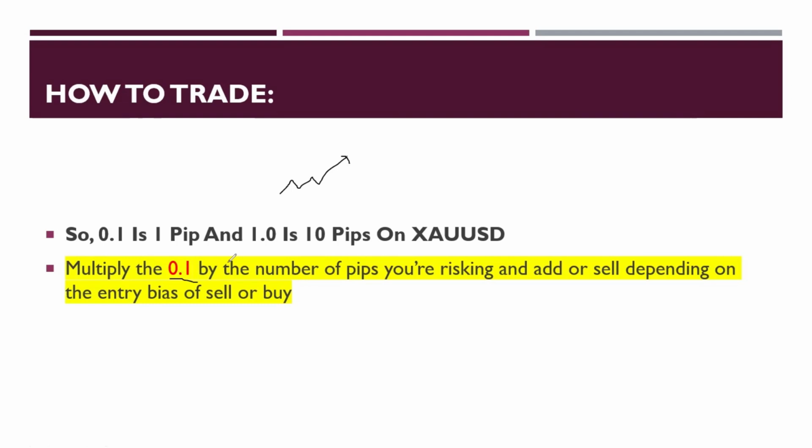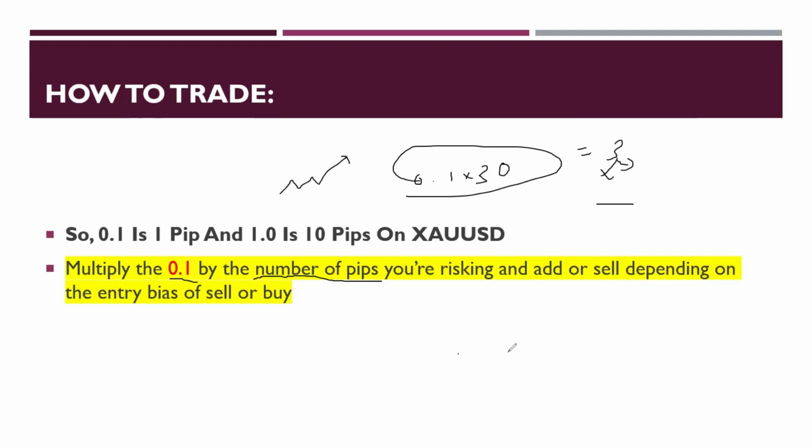So multiply the 0.1 by the number of pips. Take note of this: the number of pips you are risking. And add or subtract it to the current price, depending on the entry bias of sell or buy. So you take the 0.1, then you multiply by, let's say you want to risk 30 pips. The answer you have, which I believe is going to be 3, add it or subtract it to the current price, depending on whether you are buying or selling.